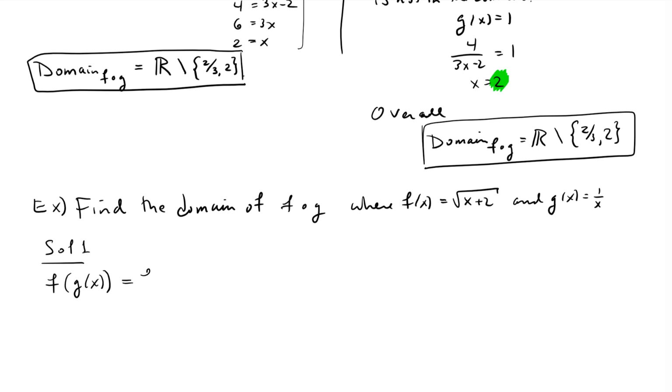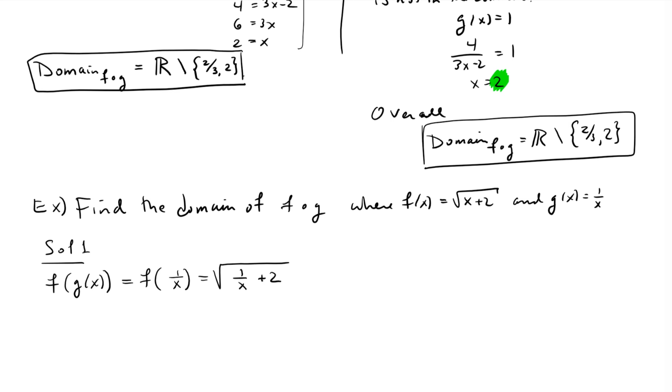So f of g of x is f of 1 over x. Now 1 over x becomes the input of function f. So which means f of the input is whatever is the input to which we add 2 and we square root. So the output here is going to be the square root of 1 over x plus 2. And that's it. Okay, so that's the formula for f of g of x.